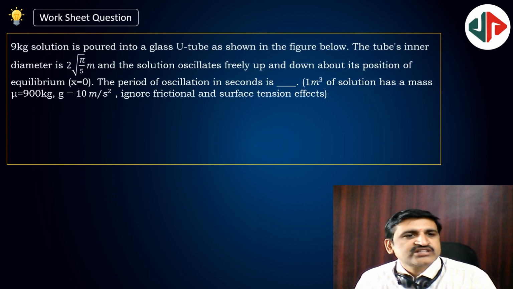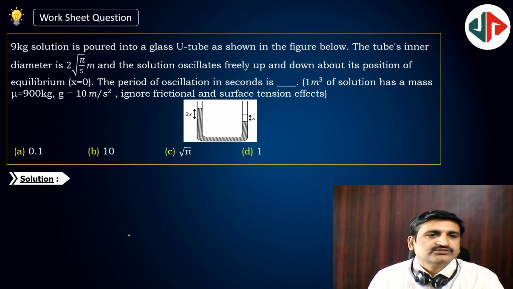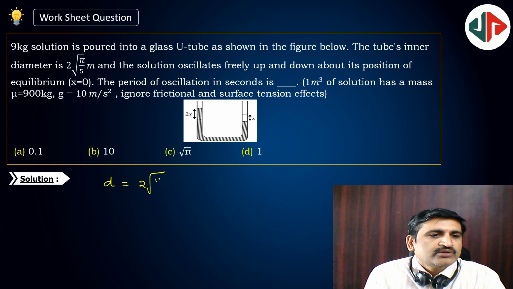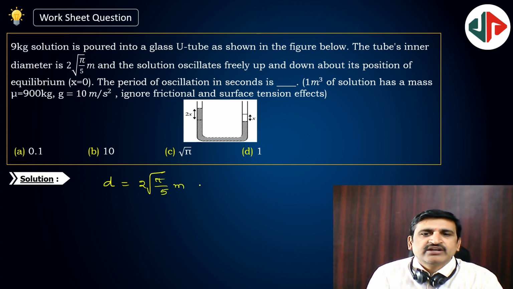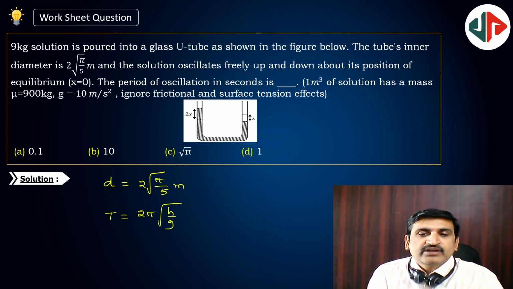A 9 kg solution is poured into a glass U tube. The tube's inner diameter D is equal to 2 root pi by 5 meter. The solution oscillates freely up and down about its equilibrium position. The period of oscillation in seconds? Time period of oscillation T is equal to 2 pi root h by g, that is the formula.